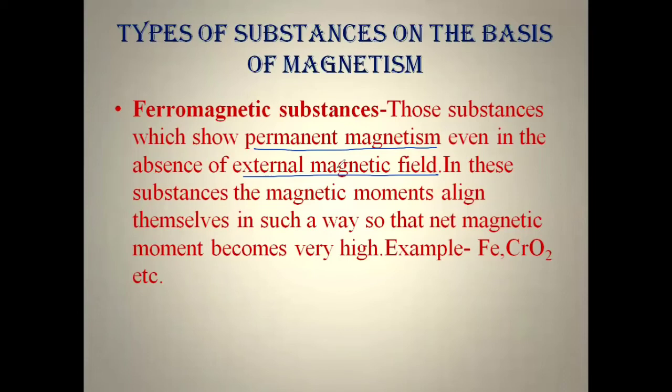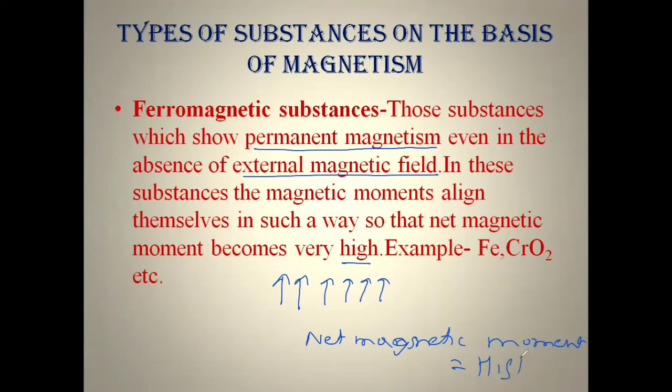In these substances, the magnetic moments align themselves in such a way that the net magnetic moment becomes very high. If these arrows represent the magnetic moments, then in case of ferromagnetic substances, these magnetic moments are aligned in one direction. You can see all these magnetic moments are in the same direction, and none will cancel each other. So the net magnetic moment becomes very high. And these are called ferromagnetic substances. Examples are Fe, CrO2, etc.